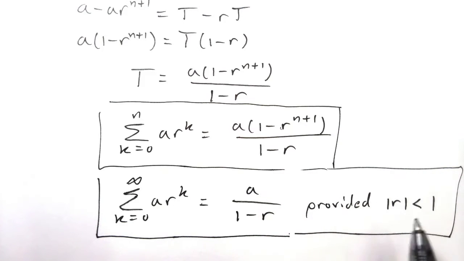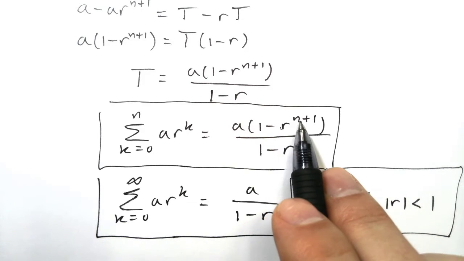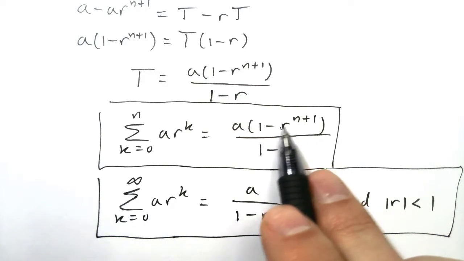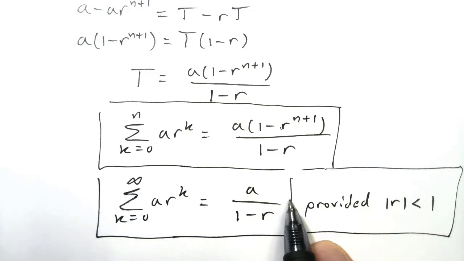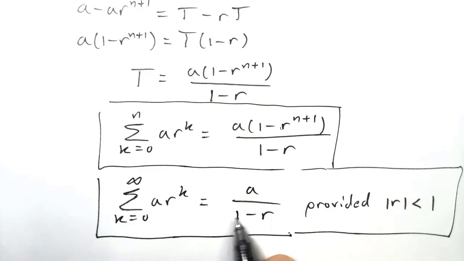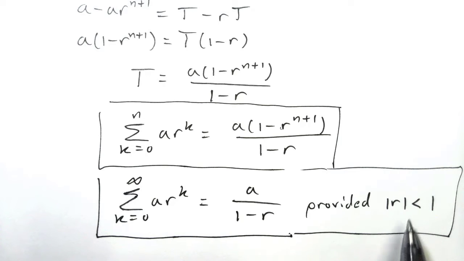If r is a number bigger than 1 or less than -1, and I raise it to a large exponent, it will not get small. So that won't work. This formula only works provided r is less than 1 in absolute value. And this is the formula we need to solve the problem.